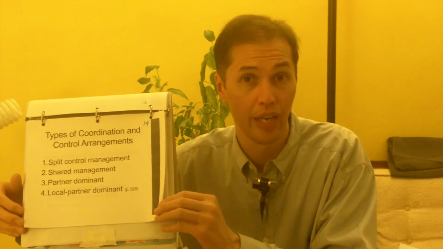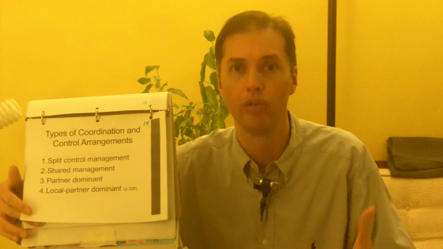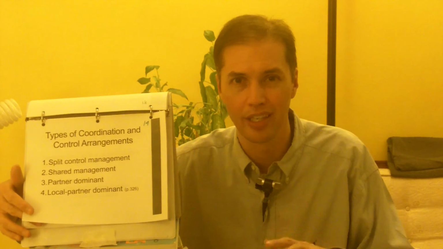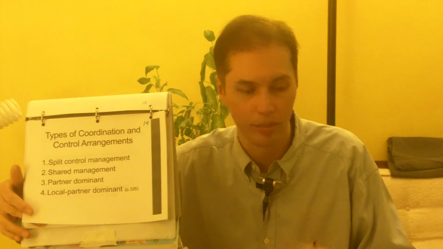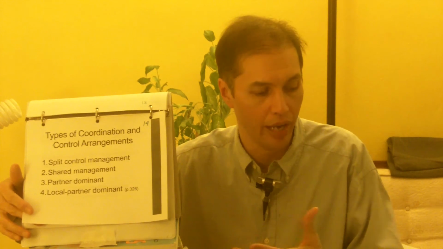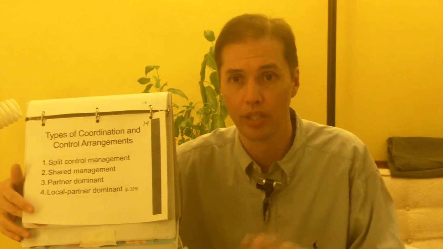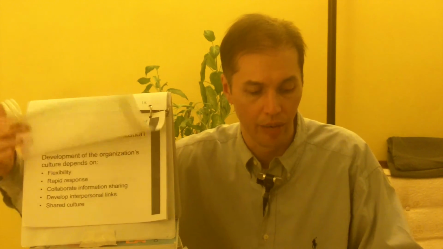Or everything is shared. But the problem with sharing everything is sometimes you'll have so much bureaucracy, so many small things that could be handled at the local level. So sometimes that wasn't the best model. Or you have the partner dominant, which is the parent company, or you have the local partner, which carries most of the load. So those were the management arrangements that were included in the chapter.